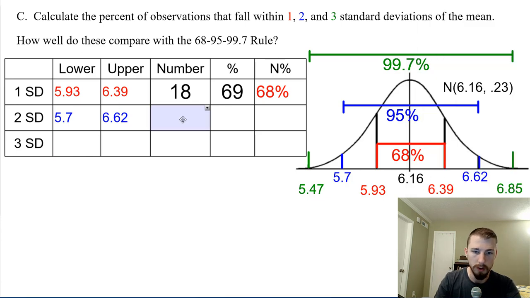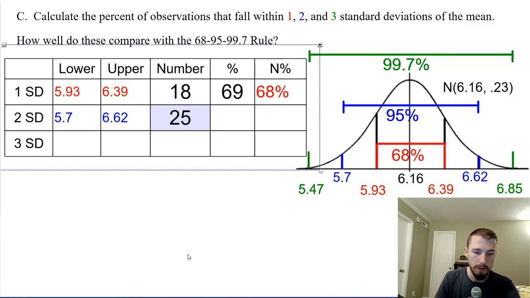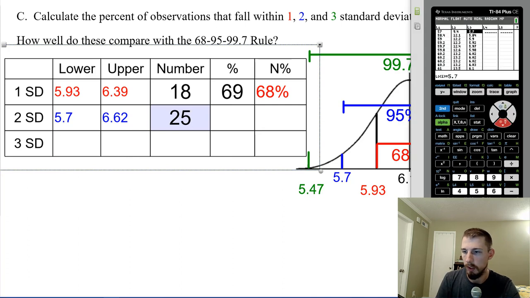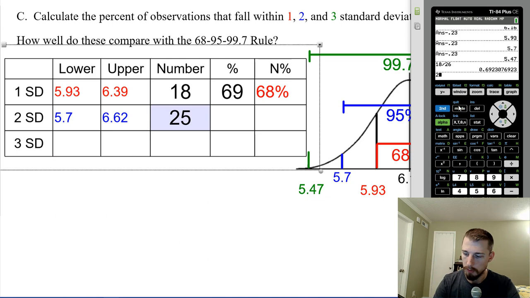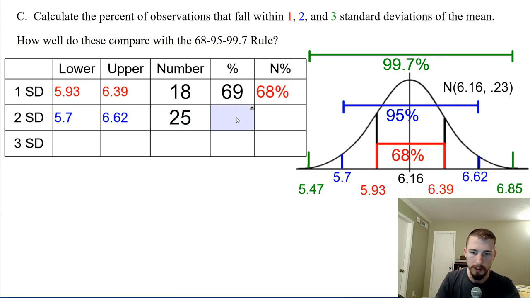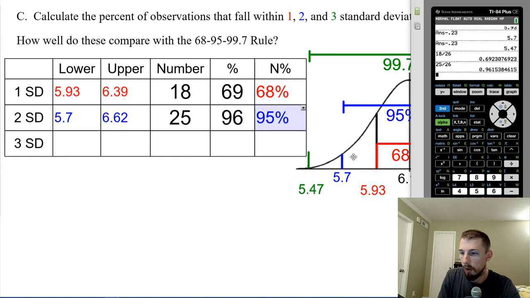So that's not too bad. And the percentage would be 25 out of 26. Let me quit out to the main screen. So 25 divided by 26 is going to be 96%. So I'm just going to label that 96. And in our distribution, it should be 95% that are within 2 standard deviations, at least that's what the model would say. And that's, again, really, really close. And for 3 standard deviations, I'm pretty sure everyone is within that, even our outlier.